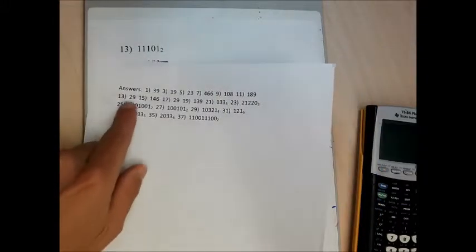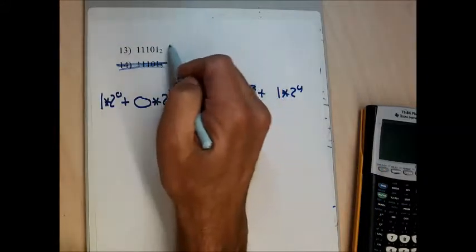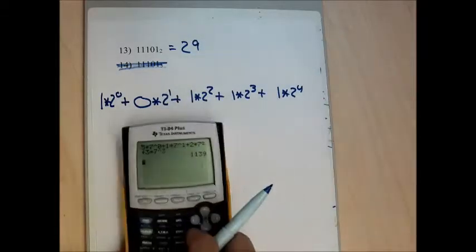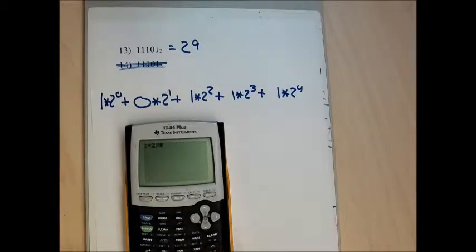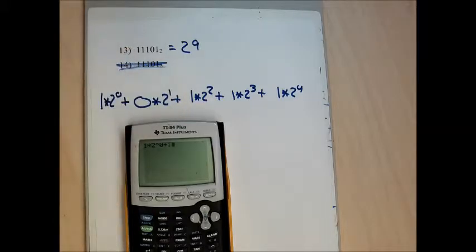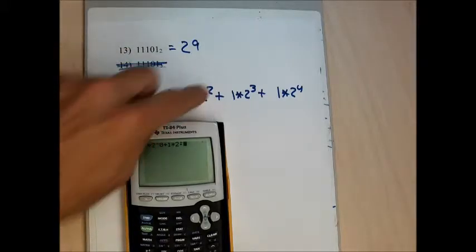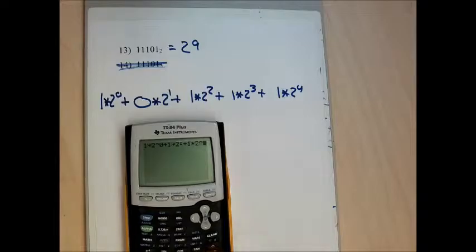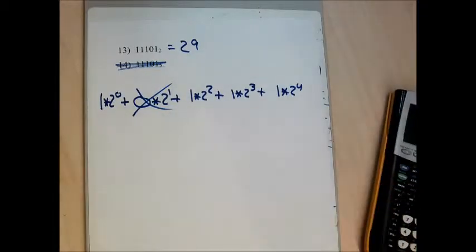And if I don't mess up, I'm going to get 29 base 10 for my answer. So 1 times 2 to the 0, plus 1 times 2 squared, plus 1 times 2 cubed, plus 1 times 2 to the 4th, and I get that 29. I'm not going to do the 0, I don't need it. Any piece that has a 0 is going to equal 0, so you don't have to do that on your calculator. If you feel the urge and you want to do everything, here's problem 15.